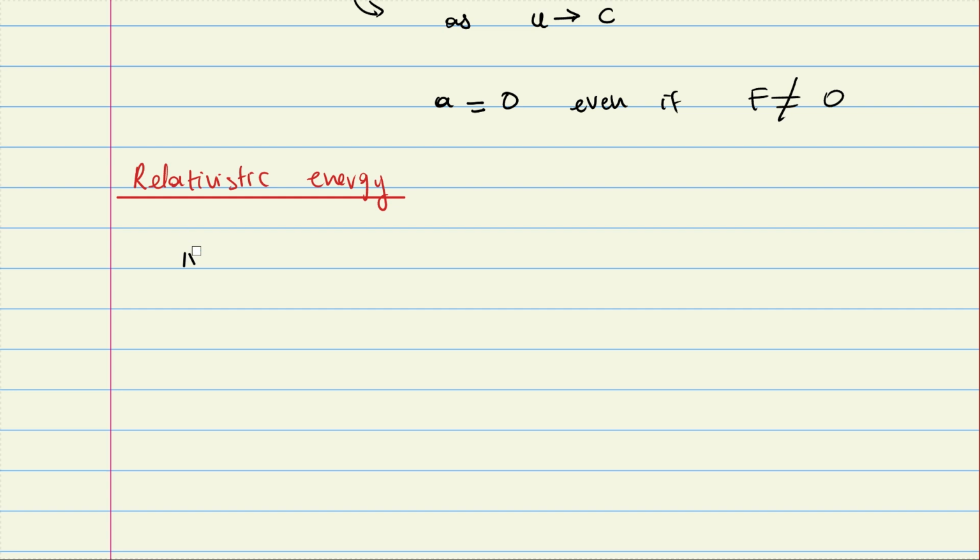So kinetic energy is equal to, I'm going to use the work-energy theorem. If you take a particle and push it for a distance of s, the change in kinetic energy is going to be F dot dx. That's the amount of work you do, which is the change in kinetic energy. And for this F, I'm going to use what we just wrote. So this is d/dt of gamma m u, times ds.